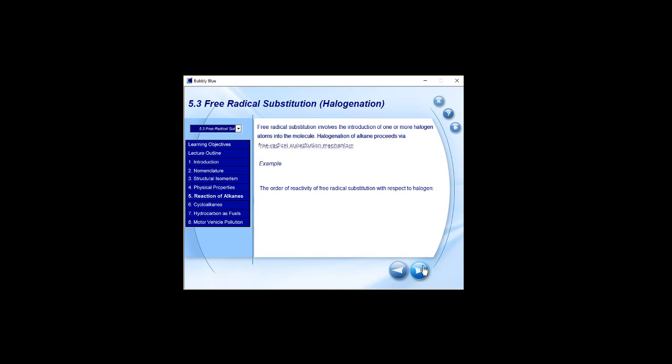Last but not least, alkane can undergo free radical substitution reaction. For alkane, free radical substitution involves introducing one or more halogen atoms into the molecule, and hence is also known as halogenation. For example, methane can react with chlorine gas to give CH3Cl and HCl. Note that the reactivity of a halogen decreases down a group from fluorine to iodine.